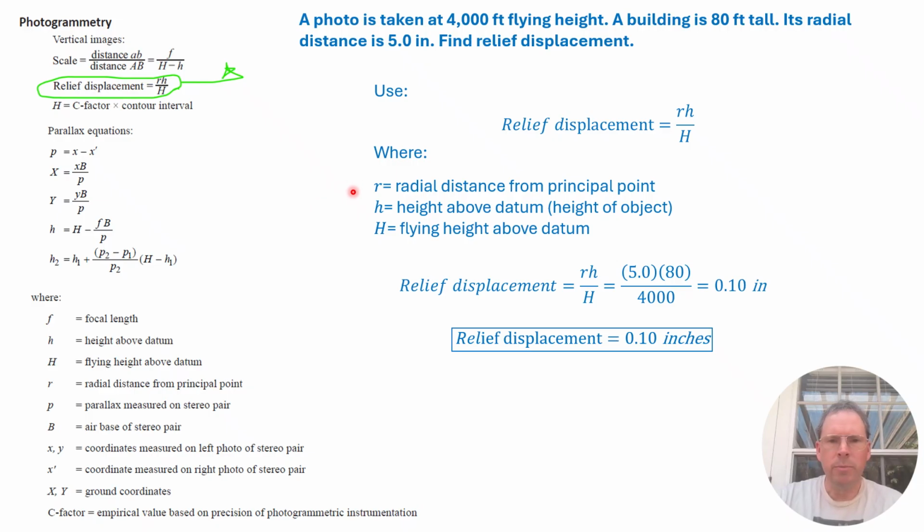r is the radial distance from the principal point. h is the height above datum of the object. H is flying height above datum. So just go ahead and set up your equation, put in the terms, and you come up with 0.1 inches. So the relief displacement is 0.1 inches.